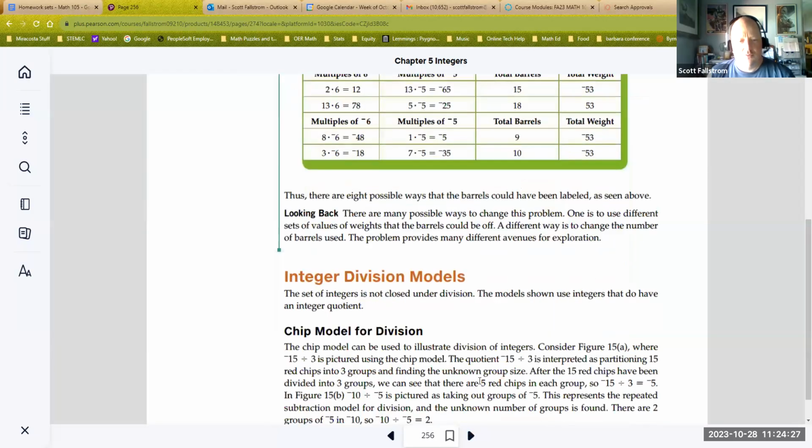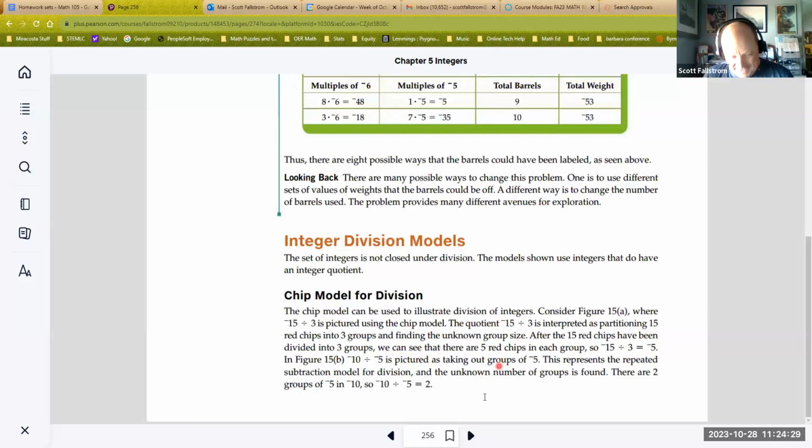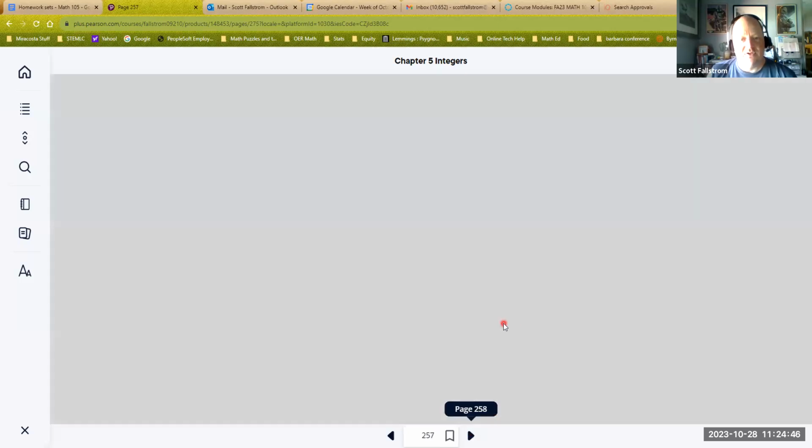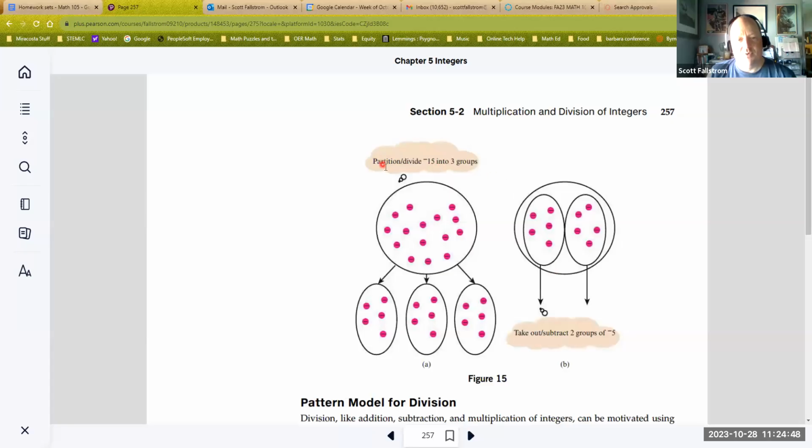Okay, integer division. There we go. All right, so chip model for division. What we're going to do now is make groups. This is where things get a little bit challenging with any model, the division involving negatives. So you can start, and they're going to say partition or divide -15 into 3 groups. You can be splitting that into 3 groups without any trouble at all, right?